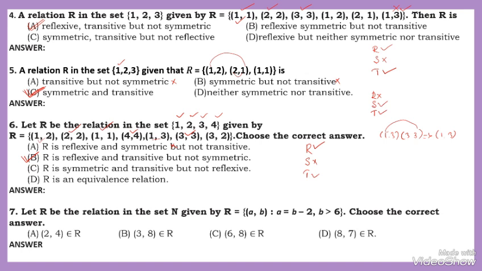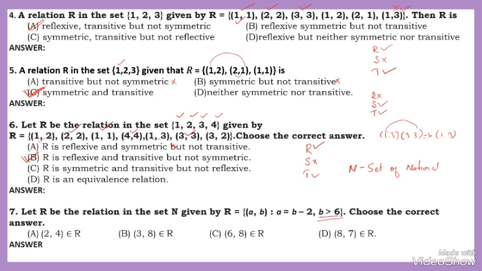Next, question number 7. Let R be the relation in the set N given by. N means the set of natural numbers. So, given by R. Here, the basic set is taken as natural numbers and R is (A,B). There is a relation. The pair is (A,B). What is the value of A? A is always B minus 2. Again, here B is always greater than 6.